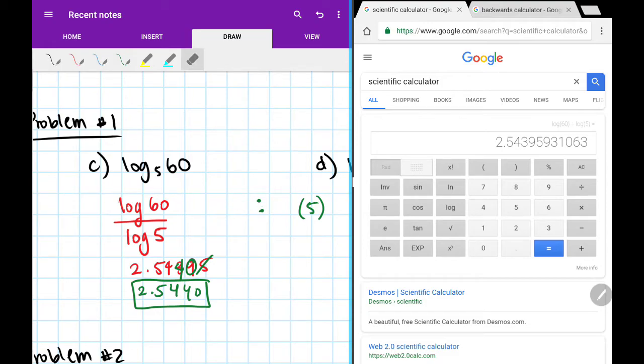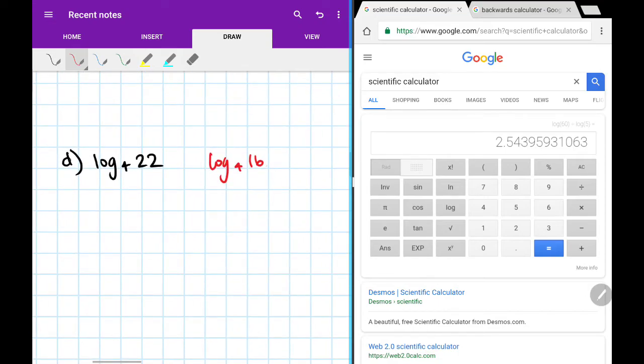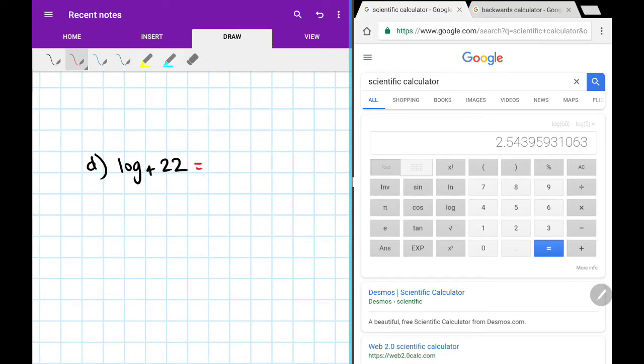Okay, let's do problem 1D now. Log base 4 of 22. So again, 4 to which exponent gives us 22? Nothing that I can think of, right? If the problem had been log base 4 of 16, we could very easily figure out that the answer is 2, because 4 squared gives us 16. Or if it was log base 4 of 1, 4 to which power gives us 1, the answer would be 0. But log base 4 of 22 is tough, so we need the change of base formula.